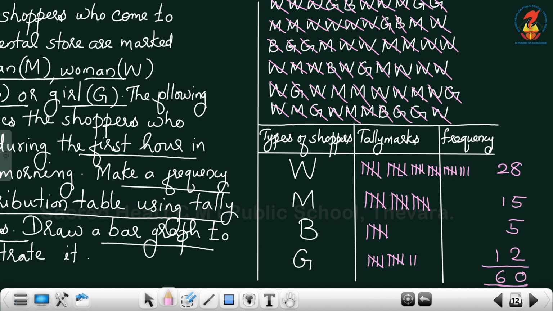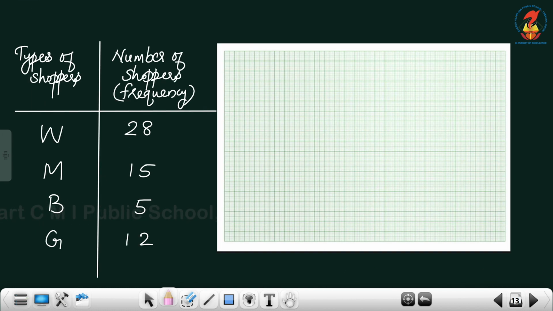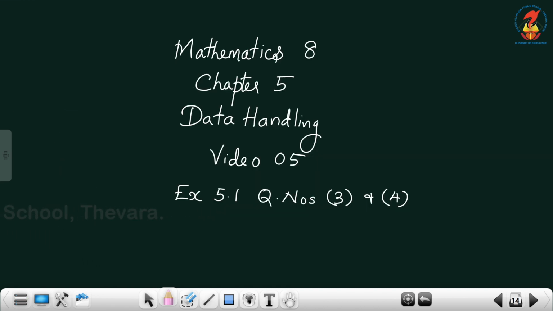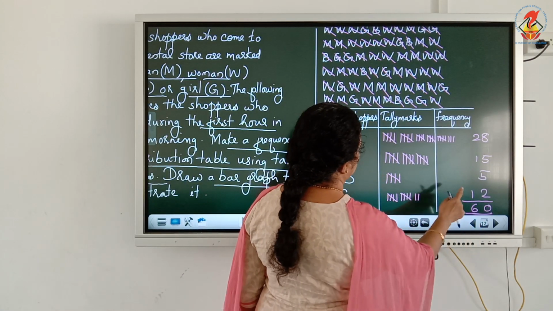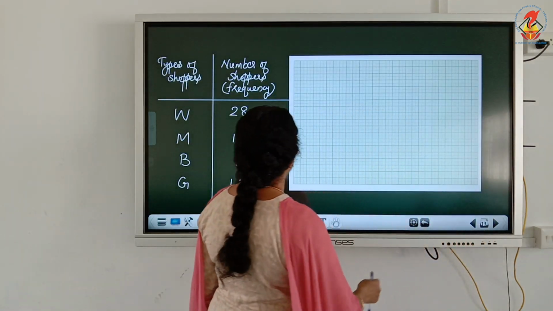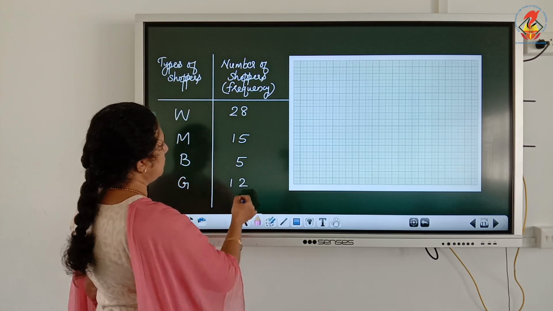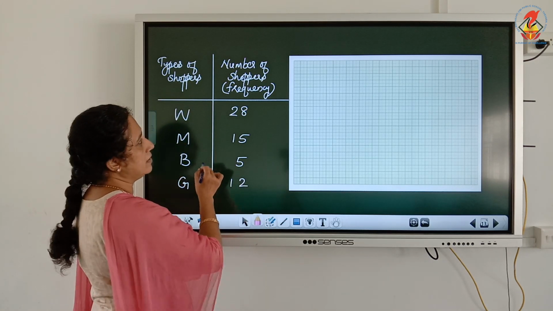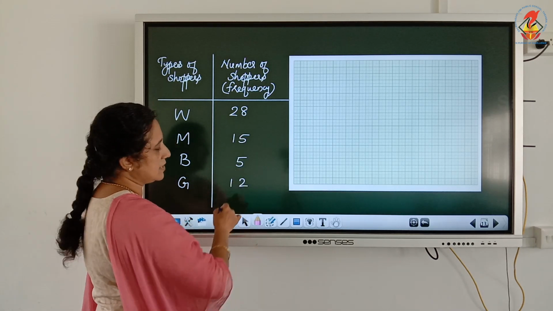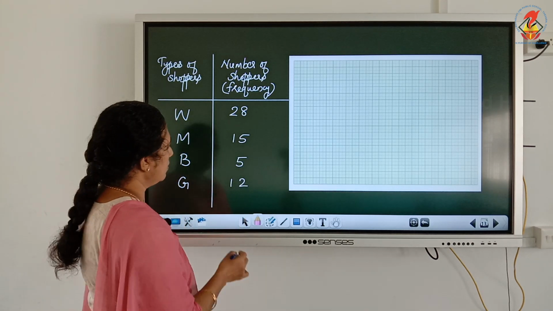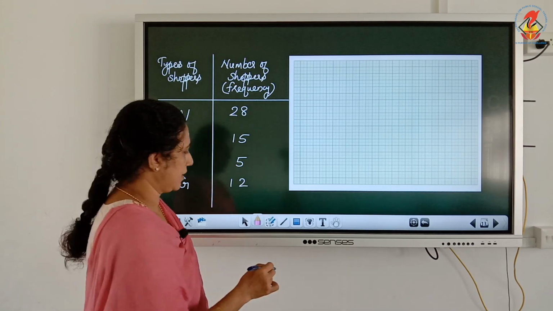So we have to make the table in this way. Now the next is 28, 15, 5, 12. So we have the data: types of shoppers, number of shoppers. Number of shoppers means it is the frequency. Now we have to draw the bar graph.